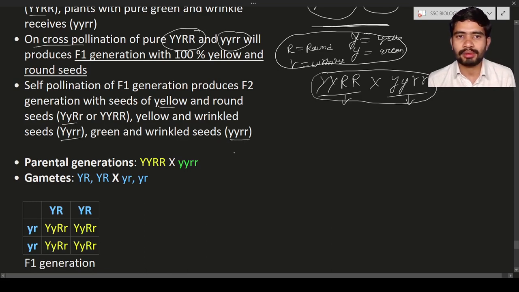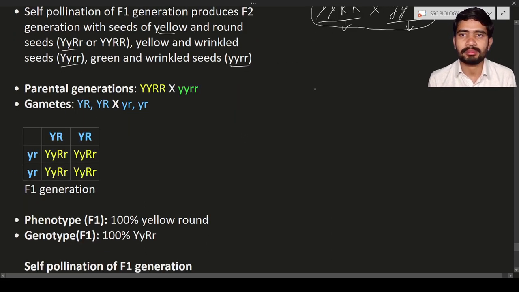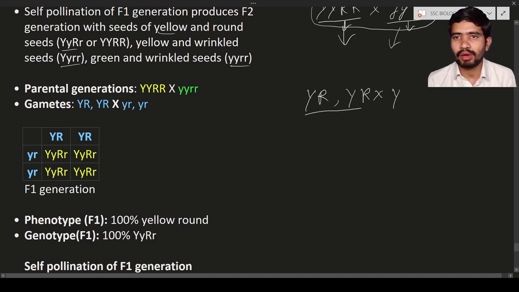So now do the cross pollination between the parents. What type of gametes will you get? You will get these gametes: capital Y, capital R, and also capital Y, capital R. This is from one parent, and the other parent has small y, small r, and also small y, small r.